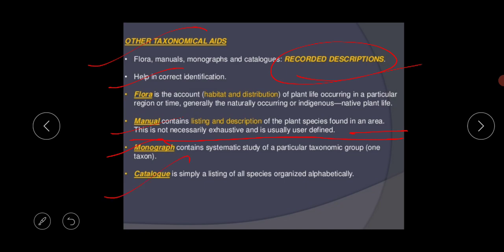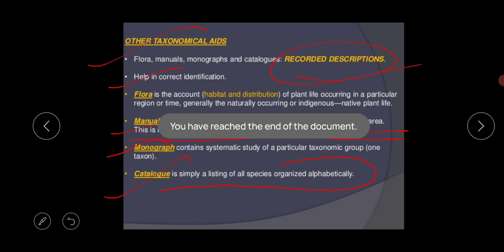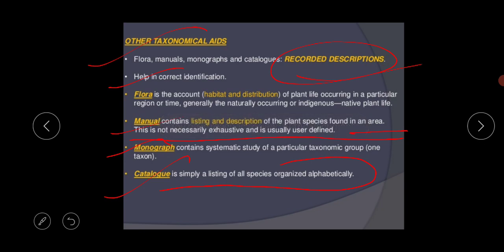And the last one is the catalog. It is a book containing a list of systematically arranged plants or animals found in an area along with their identification. So these are simply listings of all species organized alphabetically. With this portion the chapter is completed.